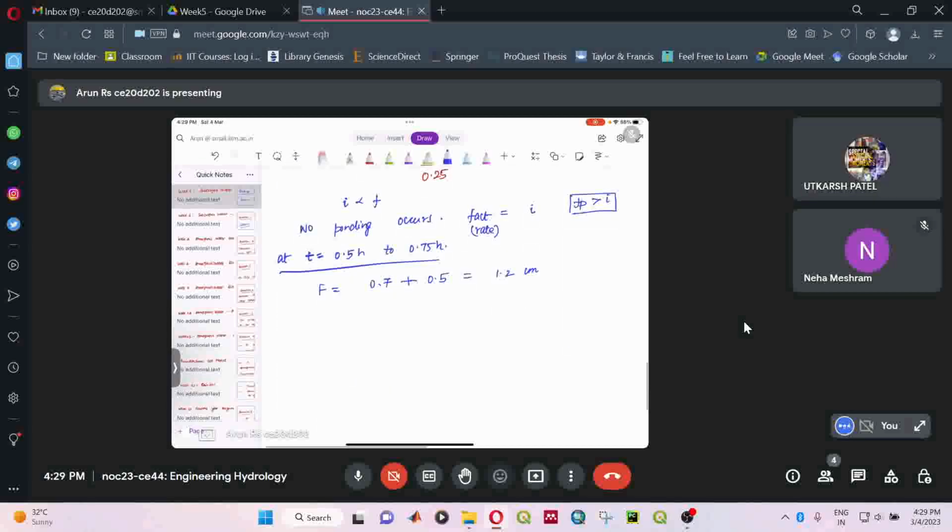So in the next time step, we have cumulative infiltration as 1.2 centimeters. And now again we'll calculate the infiltration rate. So your infiltration rate is equal to 1.09 into 2.1414 divided by 1.2 plus 1, and this is equal to 3.035 centimeters per hour.